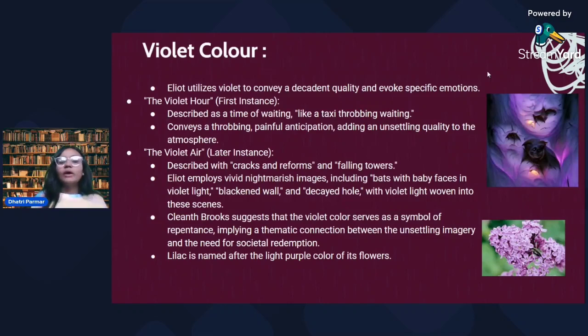Clithbrook suggests that the violent colors serve as a symbol of repentance, implying a thematic connection between unsettling imagery and the need for societal redemption. And another violet symbol was used with the flowers. Eliot used past events and present events, and he connected both through the colors' representation.